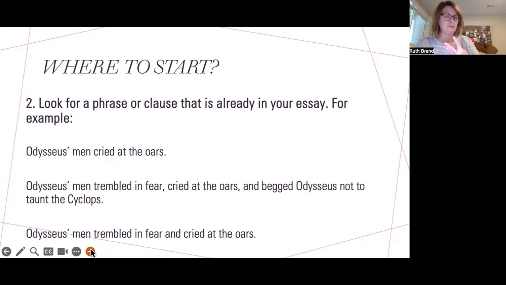Now, do I have to have 3 things? Not necessarily. It's not a magic number. You can have parallelism with pairs, and you see that all the time in good writing, where you've got these 2 things that are balancing and working together. So I could do just 2 things in my sentence. I could say, Odysseus' men trembled in fear and cried at the oars. Do you see how those 2 ideas are working together and they're creating some kind of balance or harmony? It just sounds satisfying, I guess, when something has some harmony to it.